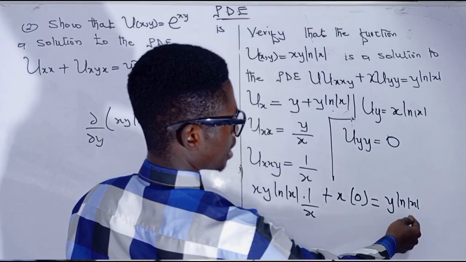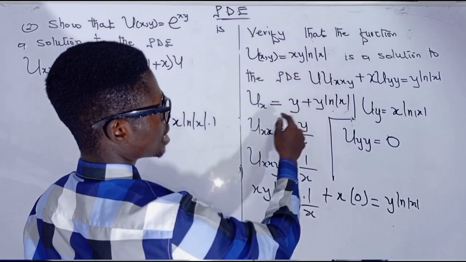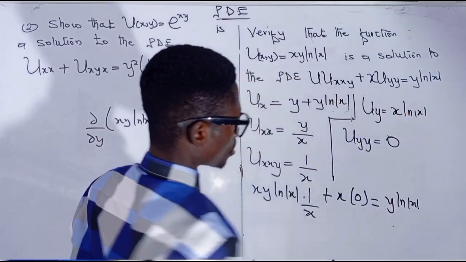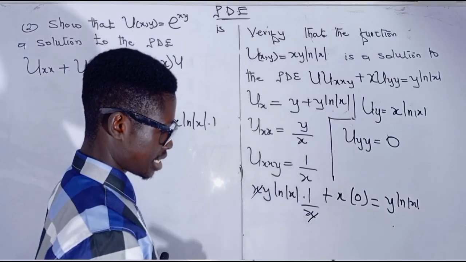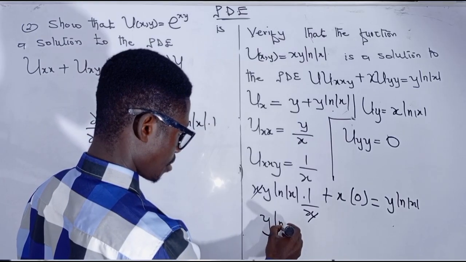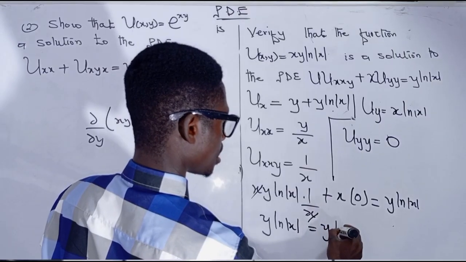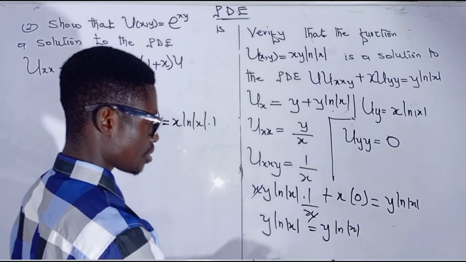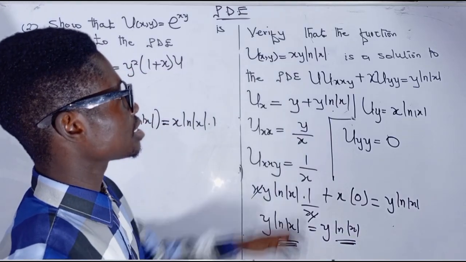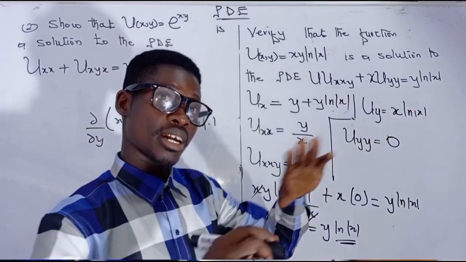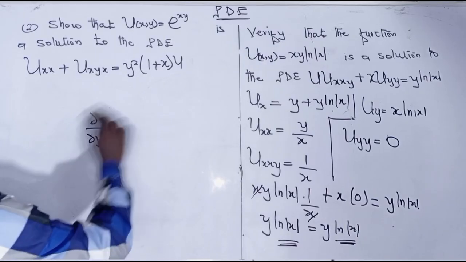If it does, then we can say that the function x, y ln x is a solution to the PDE that was given. Very, very interesting. So for me, we can see that this is, we cancel one of the x here. We are left with y ln x. This is going to give us 0. And then we have y ln x. So you can see that what is on the left hand side is equal to what is on the right hand side. So therefore, we can say that the function x, y ln x is a solution to this PDE. As easy as that. And then case closed. Let's look at this, the last one, and then we vamoose.